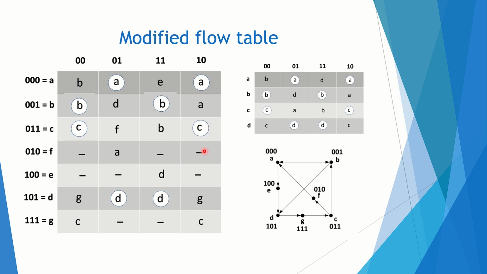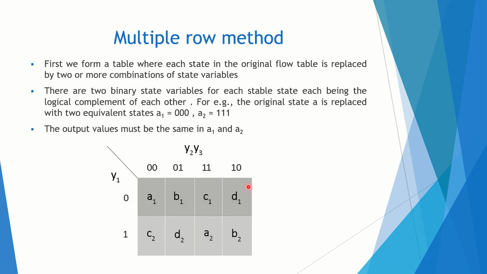So that's it. So let us see the multiple row method. The earlier method was a little bit difficult when the state variables increase to more values, reducing the flow table to a race free state assignment is difficult. This is the multiple row method. This is much more simple, but this is not as efficient as the shared row method. So first we form a table where each state in the original flow table is replaced by two or more combinations of state variables.